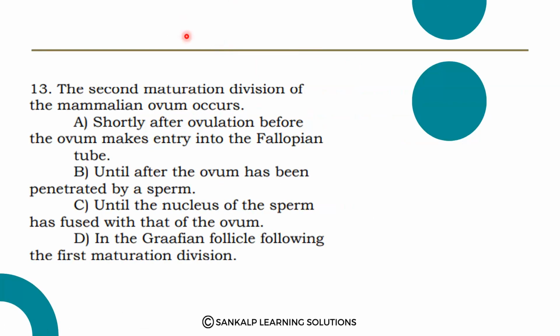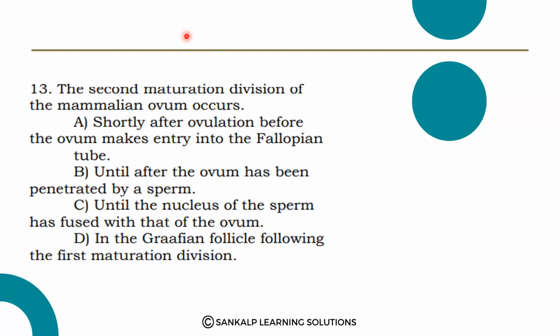Please adjust for today. The second maturation division of the mammalian ovum occurs when? Option A, shortly after ovulation, before the ovum makes entry into the fallopian tube. B, until after the ovum has been penetrated by a sperm. C, until the nucleus of the sperm has fused with that of the ovum. D, in the Graafian follicle following the first maturation division? Please answer it quickly. The second maturation division of the mammalian ovum.